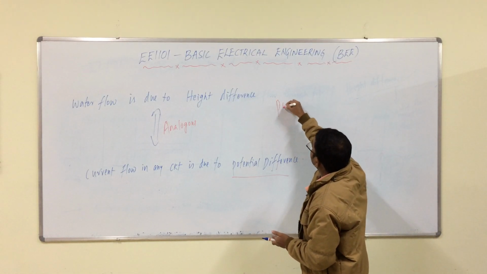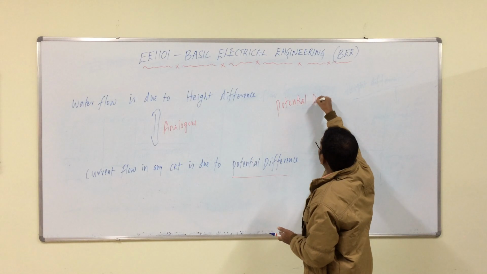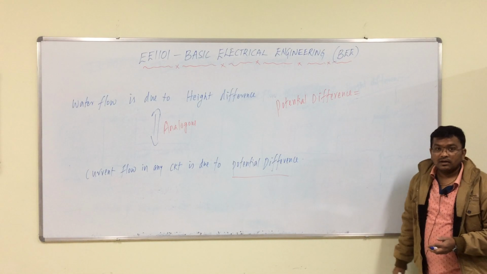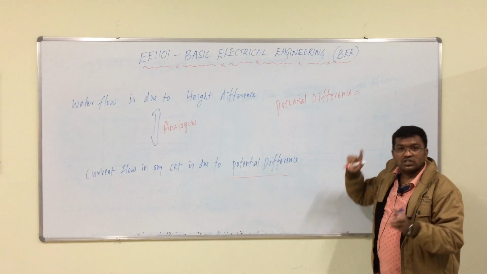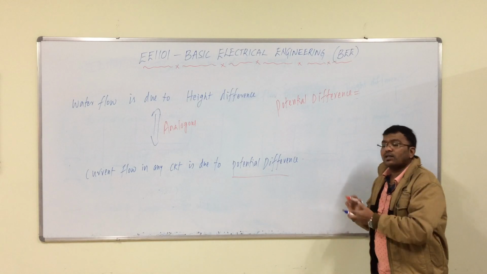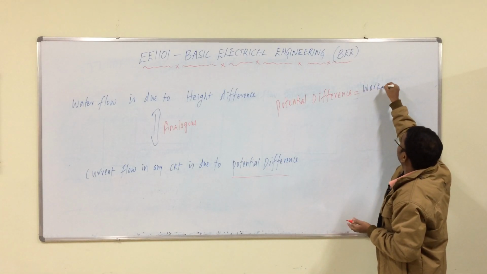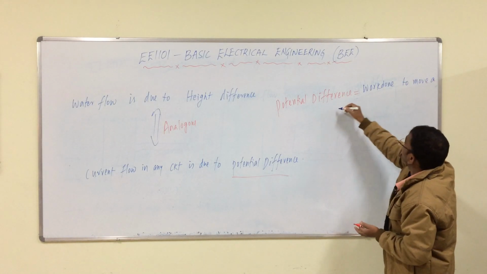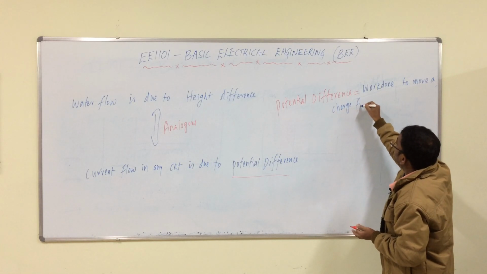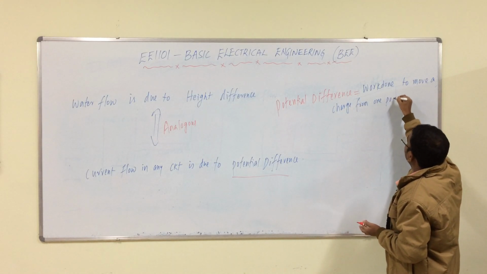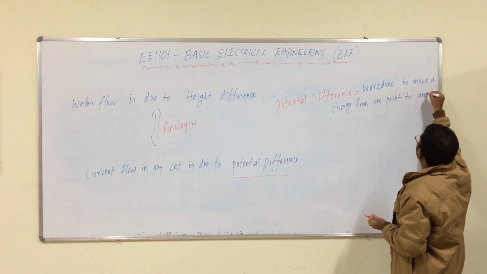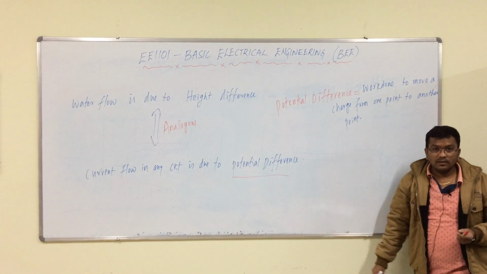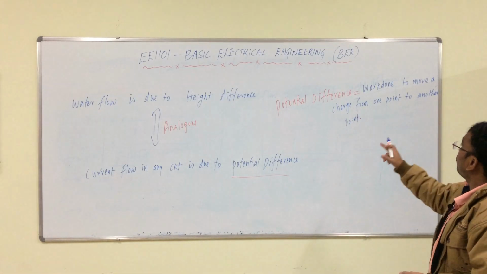Potential difference is equal to what? The work done to move a charge from one point to another point. That is the definition of potential difference.